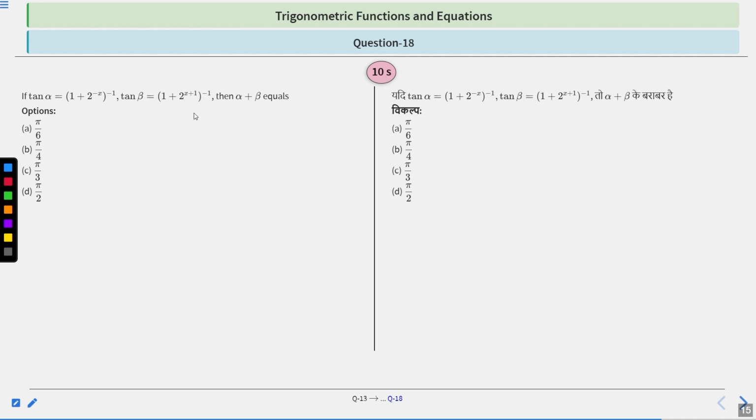So, in this way, you can try to approach this question. And after further simplification, you will easily reach the answer, right? You have 10 seconds to solve or think about this question. After 10 seconds, we will discuss the solution, okay?